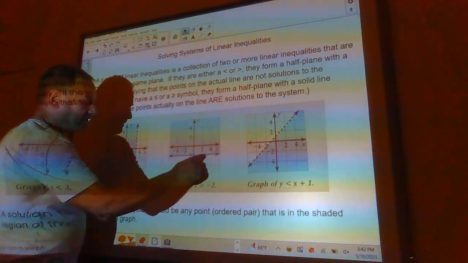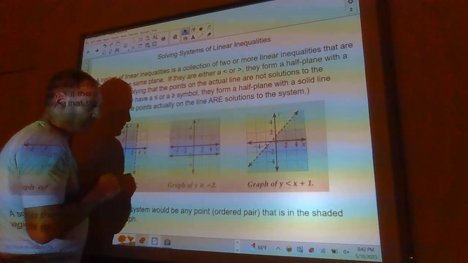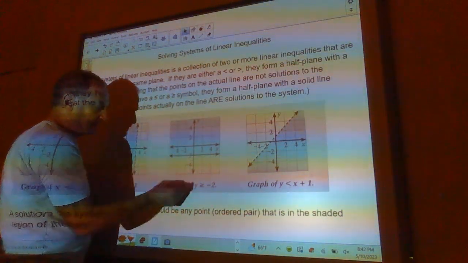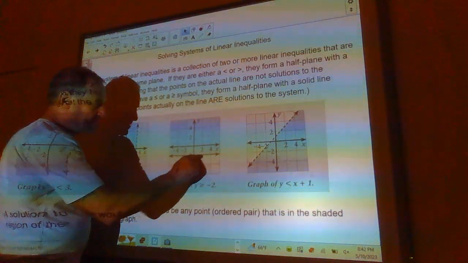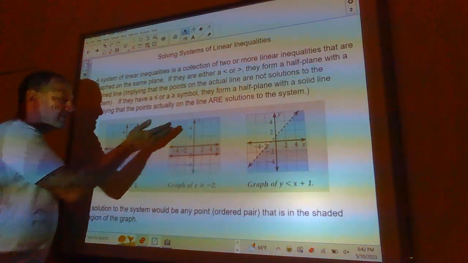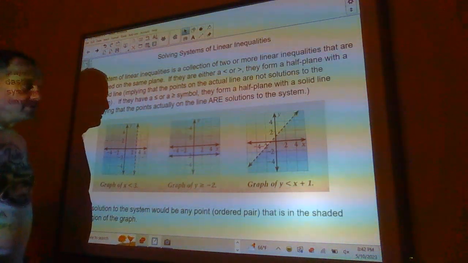Here I have the graph of y is greater than or equal to -2. So here's my line at -2. It's a solid line because it's greater than or equal to. I shade above that, and that does mean that points on the line or anything above that line are solutions.